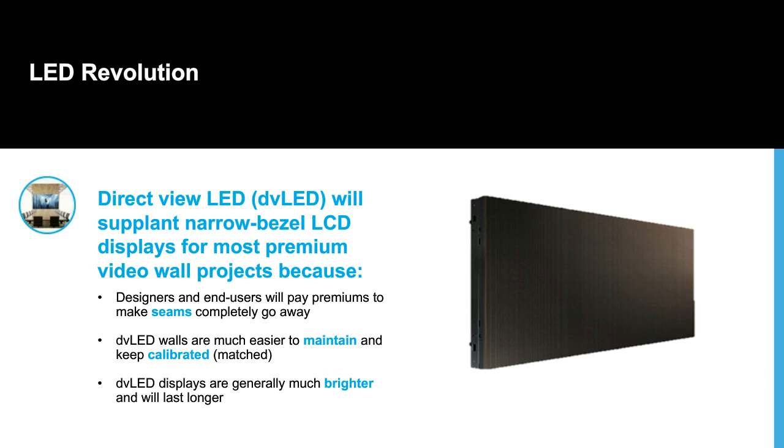DV LED walls are much easier to maintain and keep calibrated. When we talk about calibration with an LCD wall, the individual LCD displays all have to be perfectly matched up in terms of color, contrast, brightness, and everything else. And over time they can drift, so you end up with this patchwork quilt look to an LCD display wall unless there's very careful calibration of it. That doesn't really happen with LED. And finally, DV LED displays are generally much brighter and are going to last longer, as much as 100,000 hours.